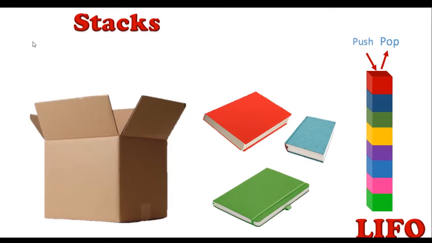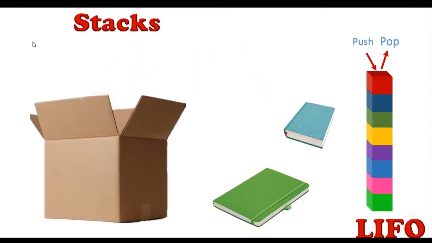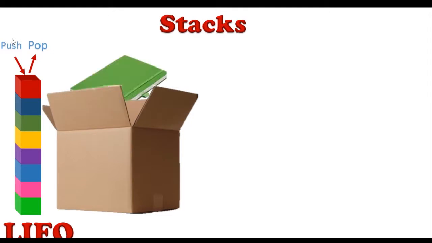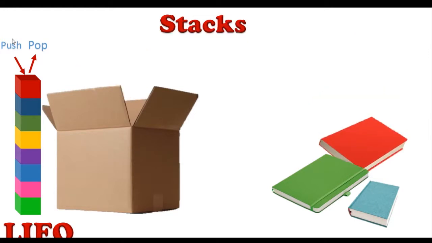A stack follows the last in, first out rule, as shown in the animation on screen. Books are moved to the box from that open end only: first the red, then the blue, and then the green book. So while taking them back, the green book will come out first, then blue, and then red.